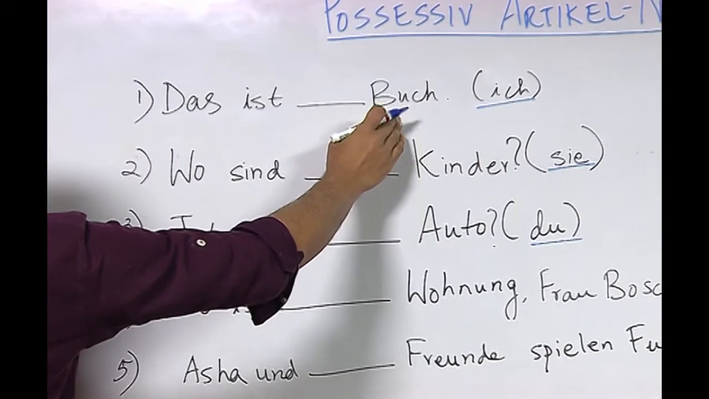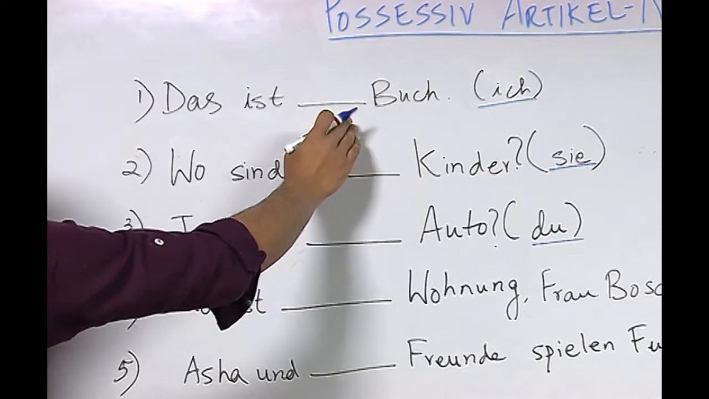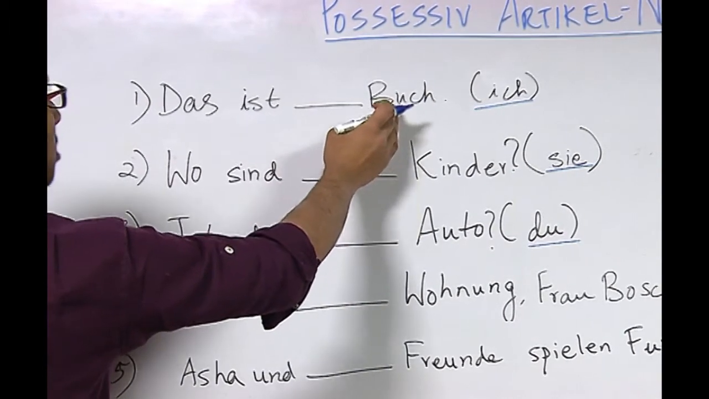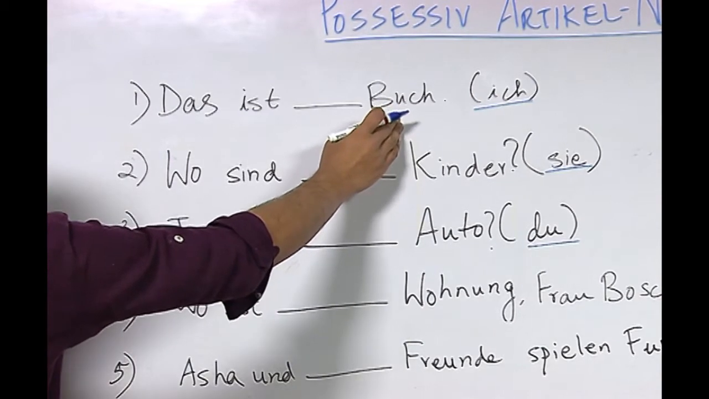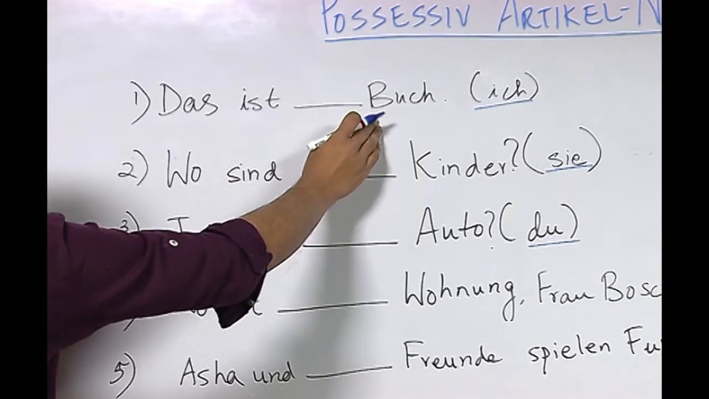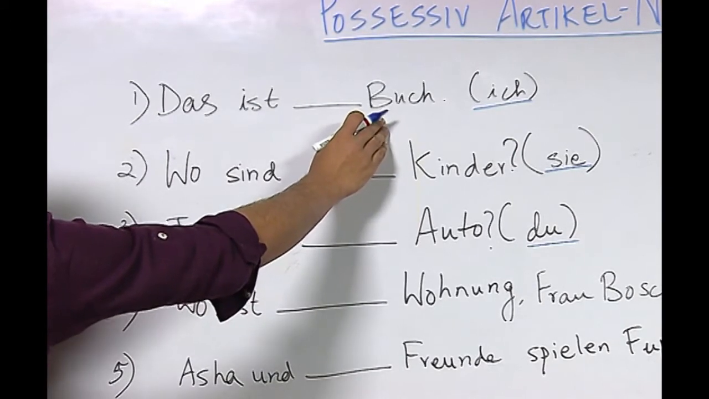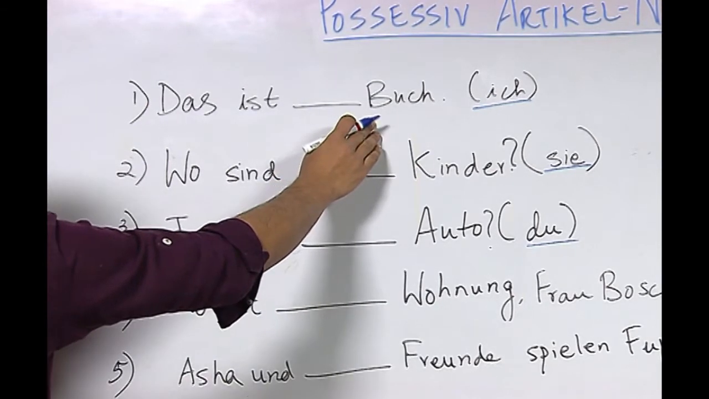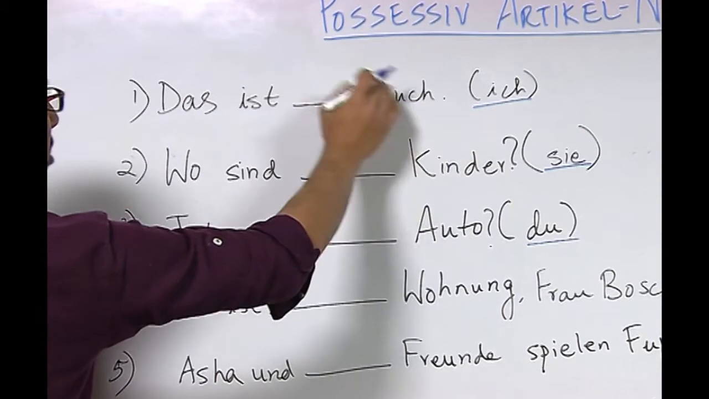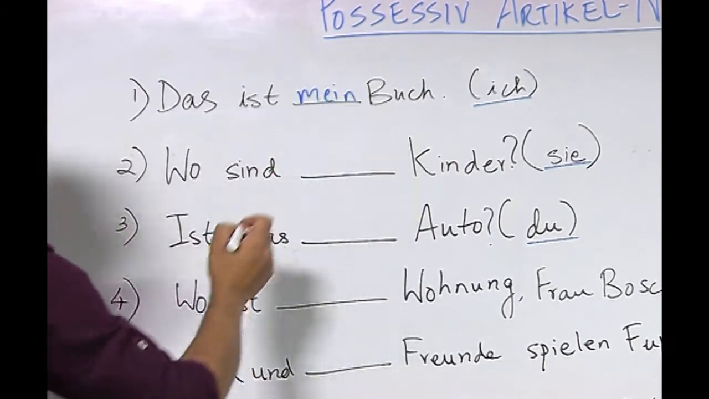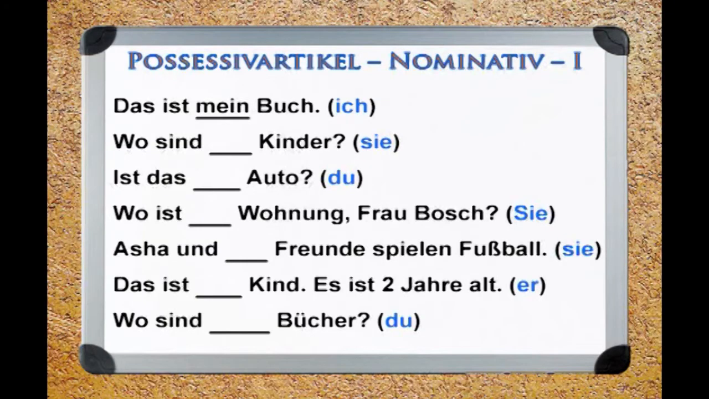Now, here we have the noun. We already know that the possessive article is written before the noun, and if you know the article of this noun, you can easily write the possessive article. You know that the article of the noun Buch is das Buch, and as you can see, this sentence is in nominative. So, we write for ich: mein Buch.